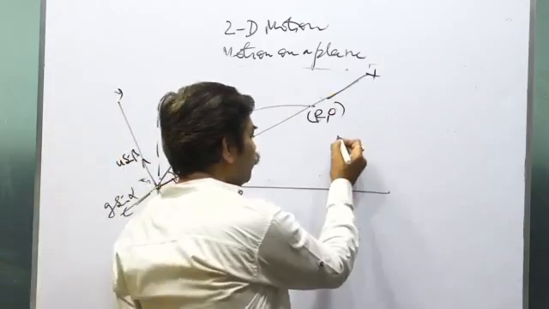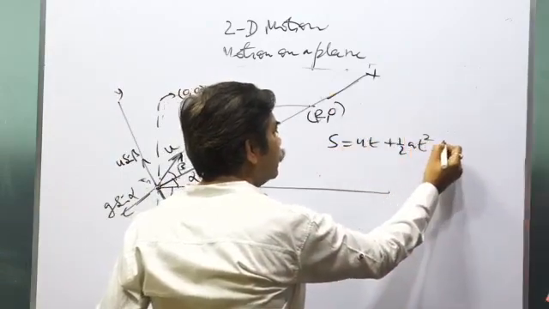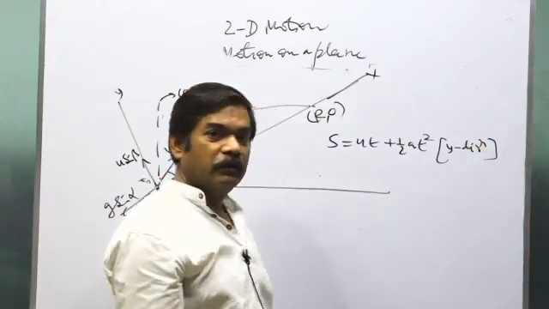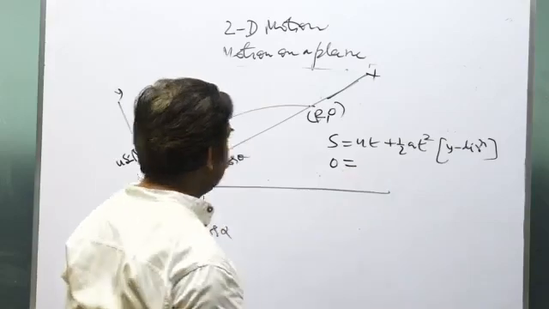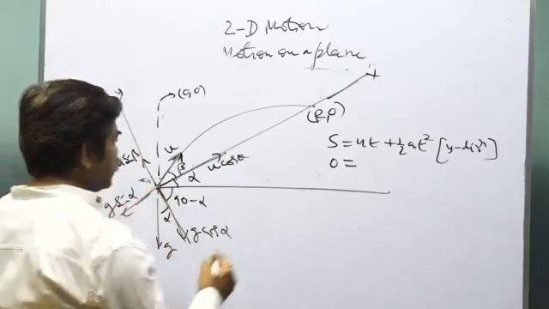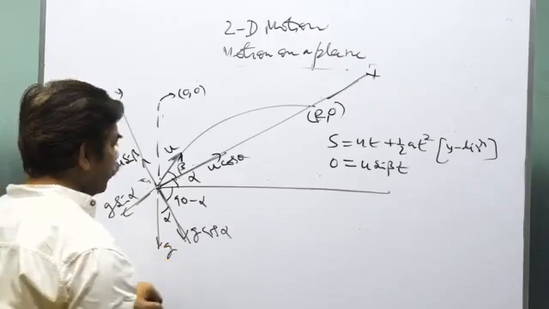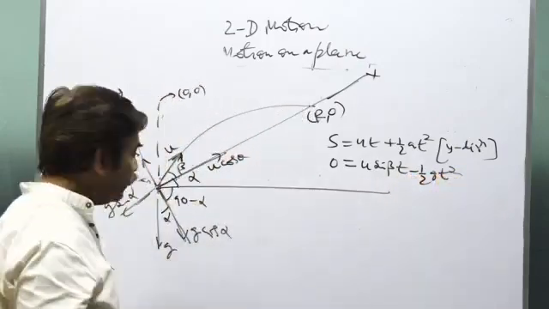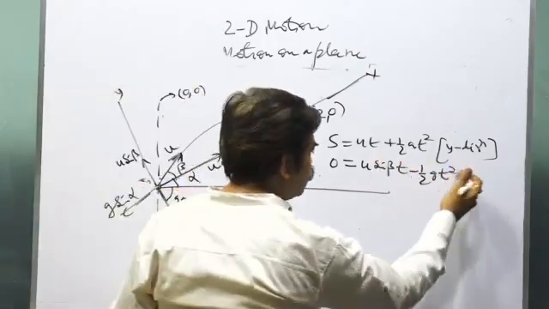So we apply s equals ut plus half at square for the y direction. The displacement in the y direction is 0. Initial velocity in the y direction, I take this direction as positive and this negative, is u sin beta into t. Acceleration is in the opposite direction, along the y direction in the negative direction, so it is minus half of gt square.